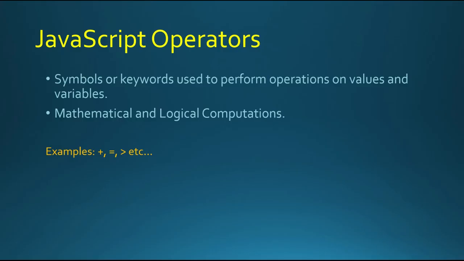What are JavaScript operators? JavaScript operators are the symbols or keywords used to perform operations on values and variables. They are used to perform mathematical and logical computations. Let's go through all the operators one by one.